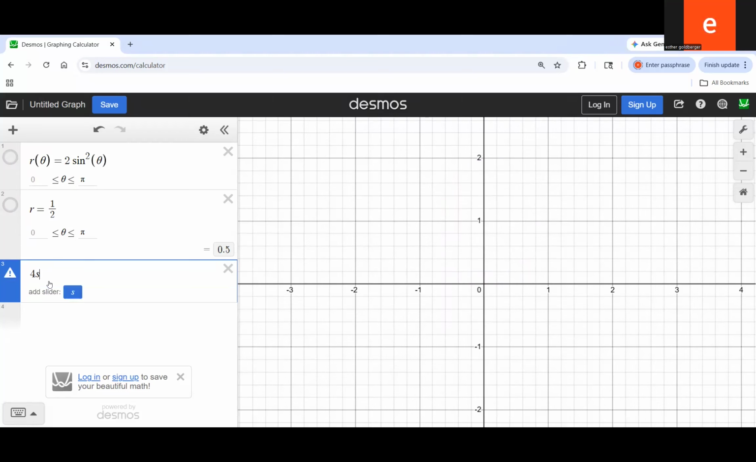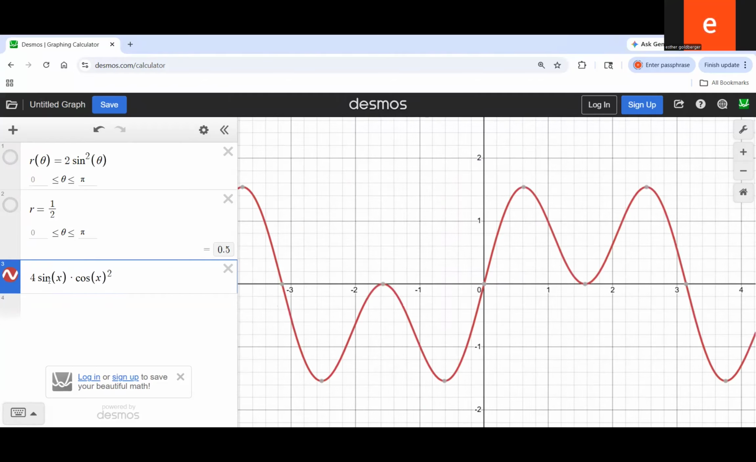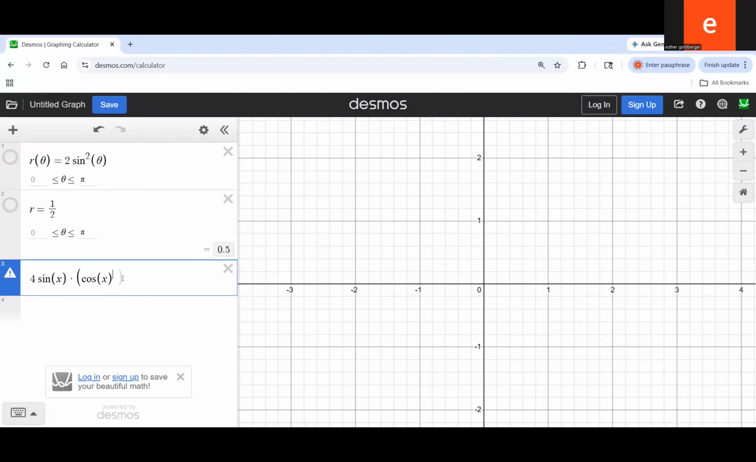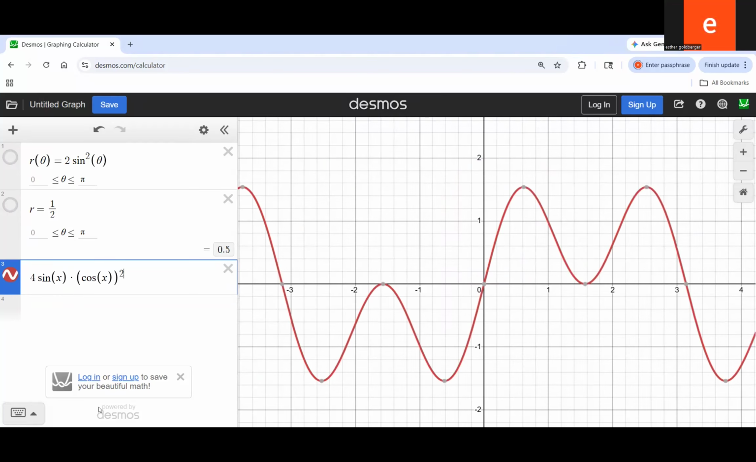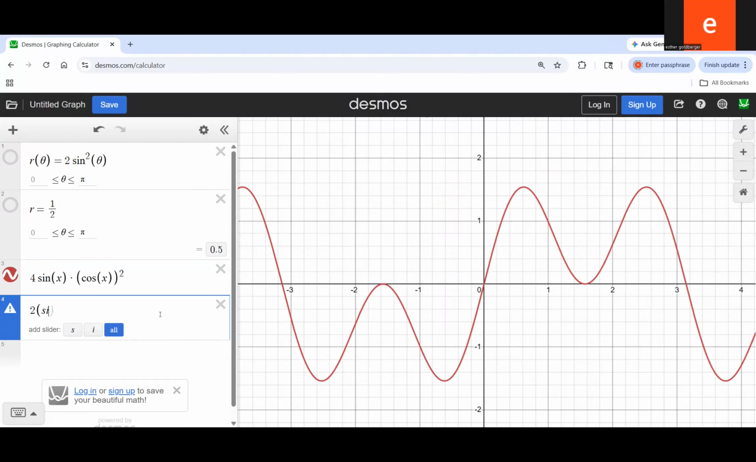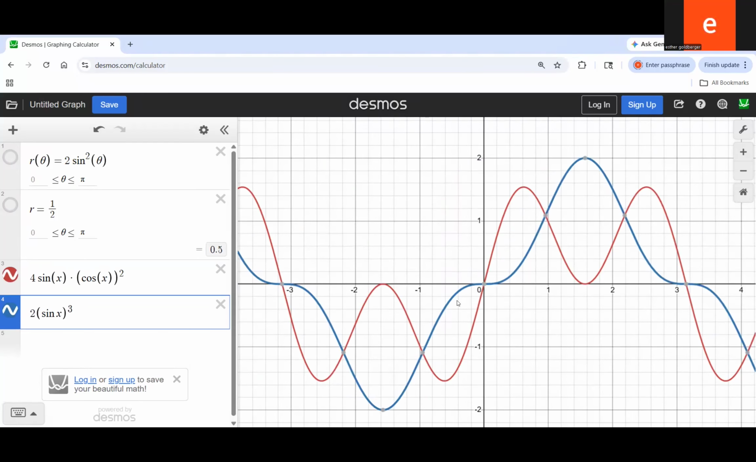In other words, we're looking for when 4 sine of x times cosine of x squared, let's make sure to throw some extra parentheses in there just to be uber safe. You don't want to overthink your parentheses on an exam. We want to know when that is equal to 2 sine of x cubed. And so let's find our first solution, specifically our first solution in quadrant 1. And we can see that this occurs at x equals 0.95.